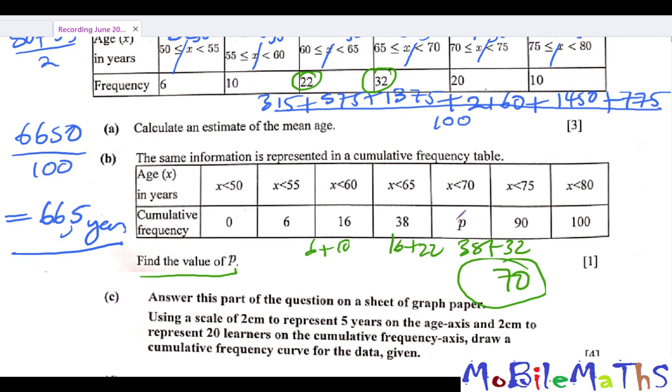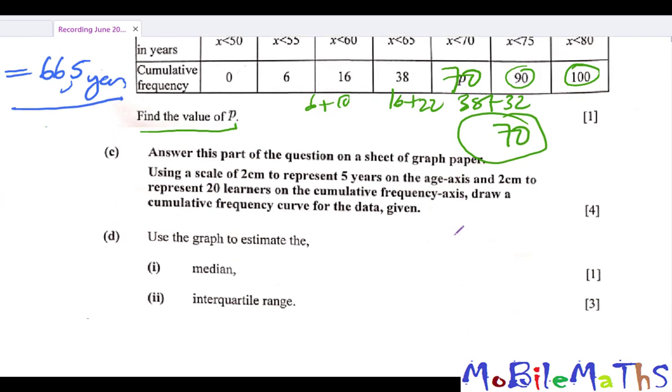You can double check. If I have P as 70, I'm going to add 20, I'll get 90. And 10, I get 100. So that's how we get our P. Then the next question is saying, answer this part on the graph paper. So we are going to answer this graph paper question on a graph paper.